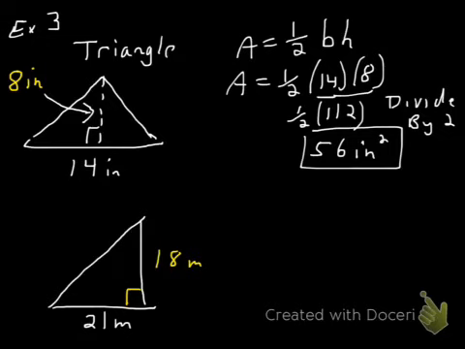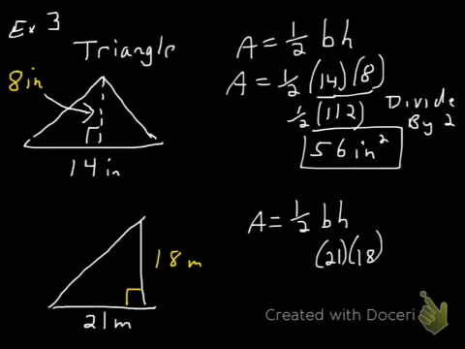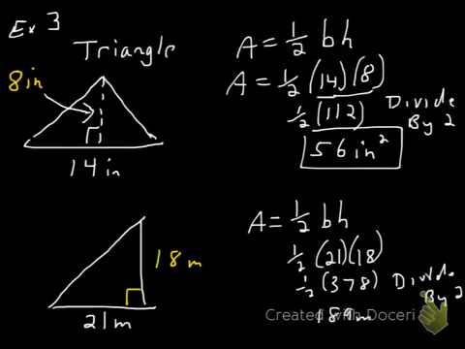Okay, I gave you a right triangle down here. We're still doing 1/2 the base times the height. The base in this one is 21. My height is the one beside the right angle going up there, and that is 18. 21 times 18 is 378. Alright, half it, divide by 2, 189. And it's meters squared.